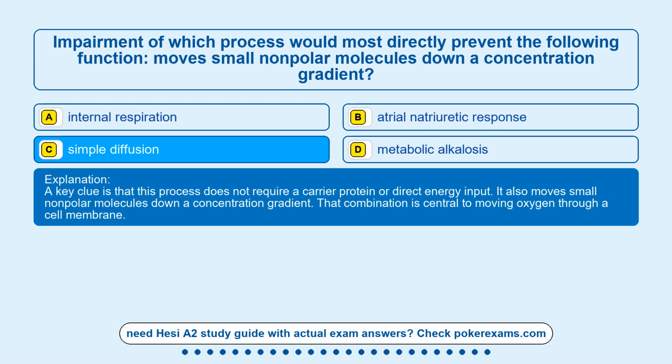A key clue is that this process does not require a carrier protein or direct energy input. It also moves small nonpolar molecules down a concentration gradient. That combination is central to moving oxygen through a cell membrane.